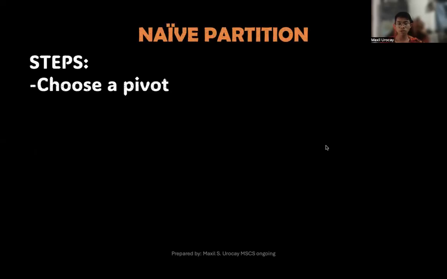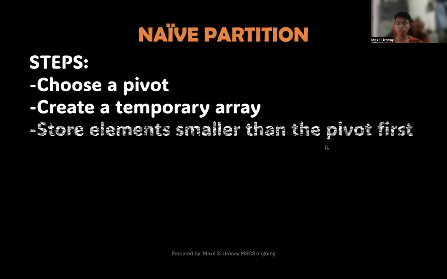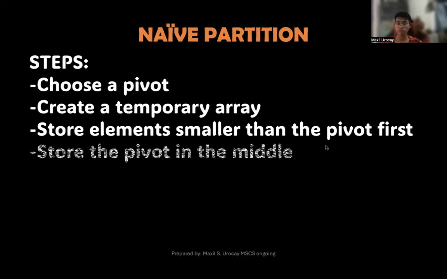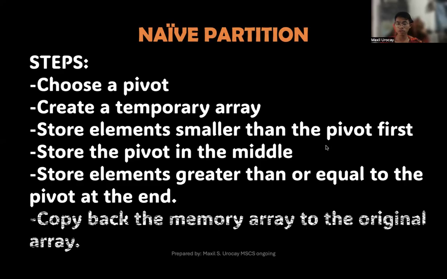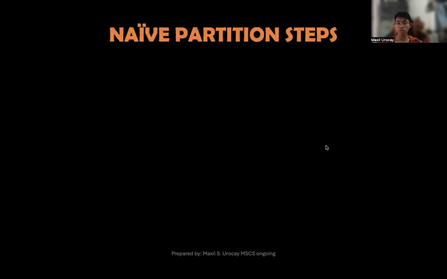And for the naive partition, the steps are: choose the pivot, create a temporary array, store elements smaller than the pivot first, store the pivot in the middle, store elements greater than or equal to the pivot at the end, and copy the temporary array back to the original array. So you need to make sure that you do that in your steps as well.